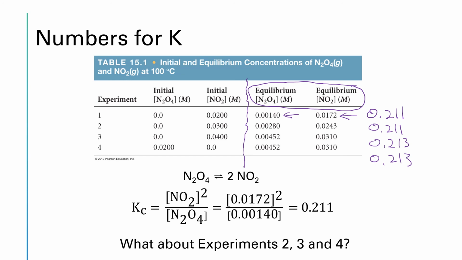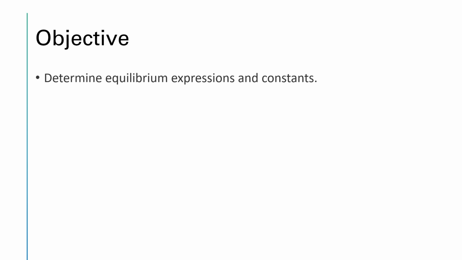These numbers are essentially the same. They differ by 2 in the last significant figure, so these numbers are essentially the same number, and this is what we mean by K being a constant. It doesn't matter what set of conditions we start with. Once this reaction has reached equilibrium, this process of squaring NO2 and dividing by N2O4 gives us the same number. Our objective was to determine how to write these equilibrium constant expressions and to actually get some numbers for a constant.